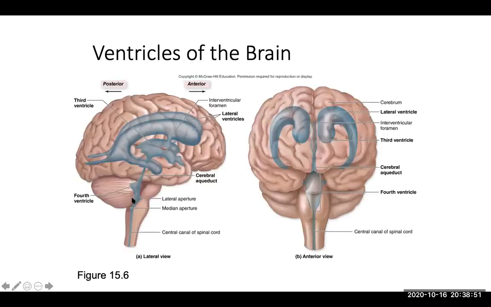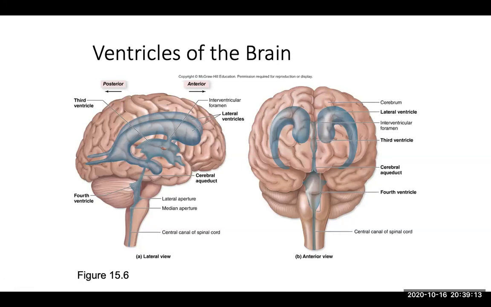So you can see here, we'll start at the 4th ventricle. The pons is right in front of it. The cerebellum is behind it. The 3rd ventricle, this will be where the diencephalon is located. This includes structures like your thalamus. And then the lateral ventricles, there you have 1 in each hemisphere. You can kind of see the lateral ventricles from the anterior view better.